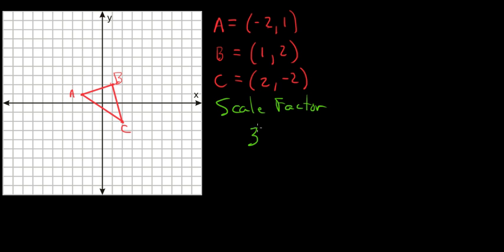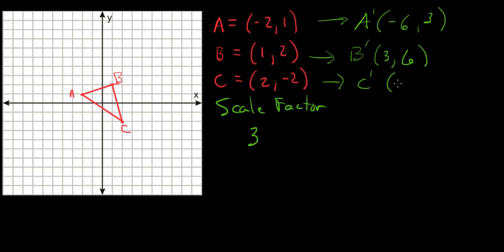Watch what happens. All I need to do is multiply each one of these coordinates by 3, and that's what I mean when I say a scale factor. So watch what happens here when I multiply by 3. This becomes A prime, and -2 times 3 is -6. 1 times 3 is 3. This one becomes B prime. 1 times 3 is 3. 2 times 3 is 6. And this one becomes C prime. 2 times 3 is 6. -2 times 3 is -6.